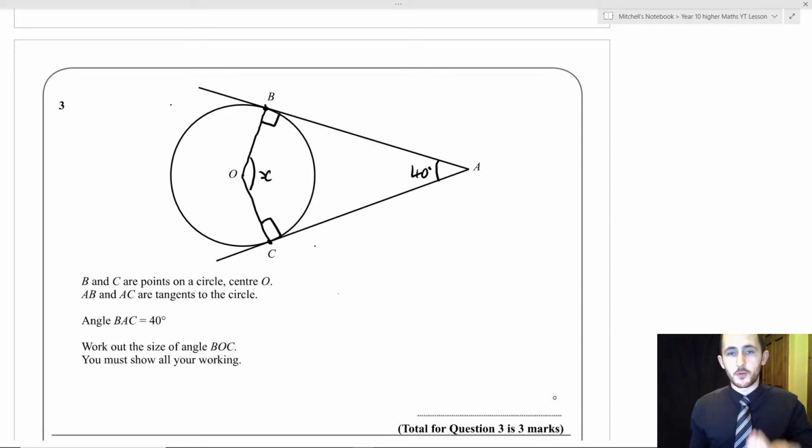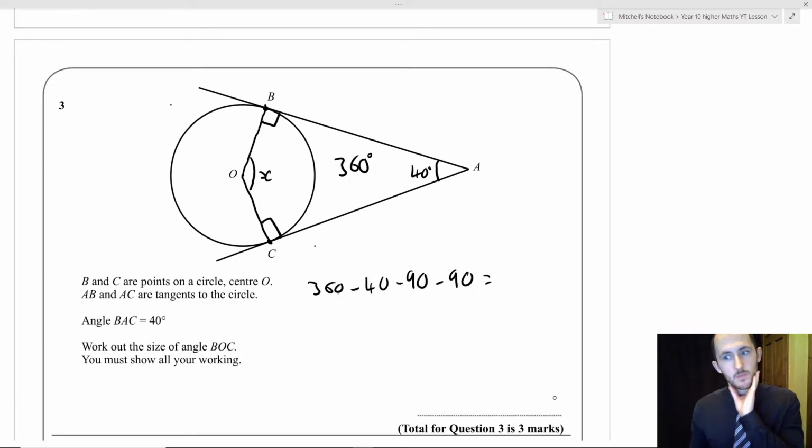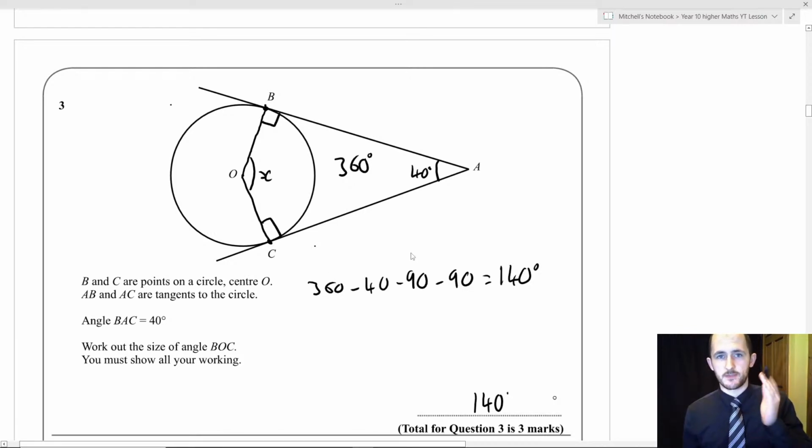Now, this is a four-sided shape. Four-sided shapes, the total angle should be 360 degrees. So all I need to do is do 360 minus the 40 degrees here, minus the 90 degrees, and minus another 90 degrees. Okay? 90 plus 90 is 180, so 360 minus 180 is 180. That should be 140 degrees. So again, these first questions are quite basic. It looks like the rule, you need to use the rule. That's it. But they do get trickier later on.